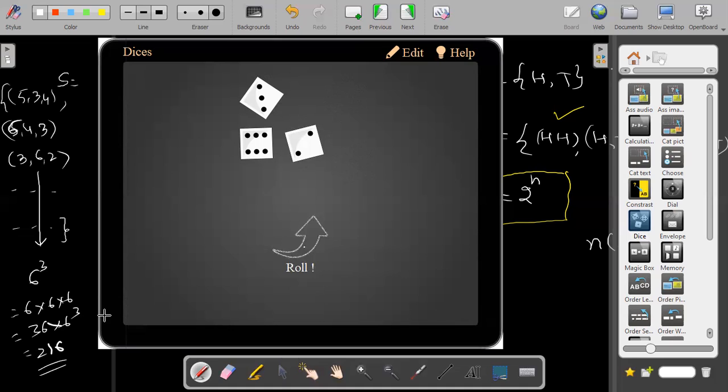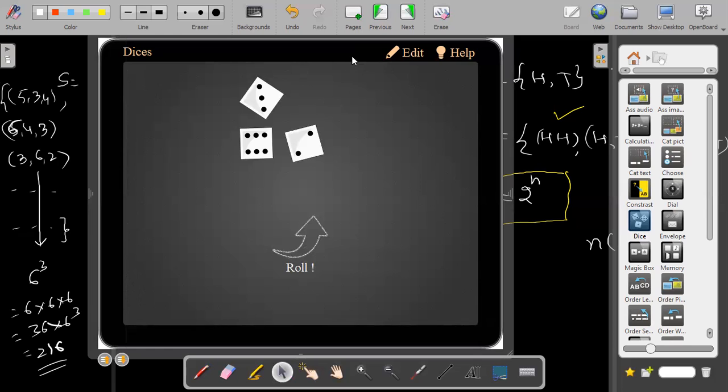Because we have the formula for probability, we are finding the probability of an event: the number of outcomes favorable to it, upon the total number of possible outcomes.